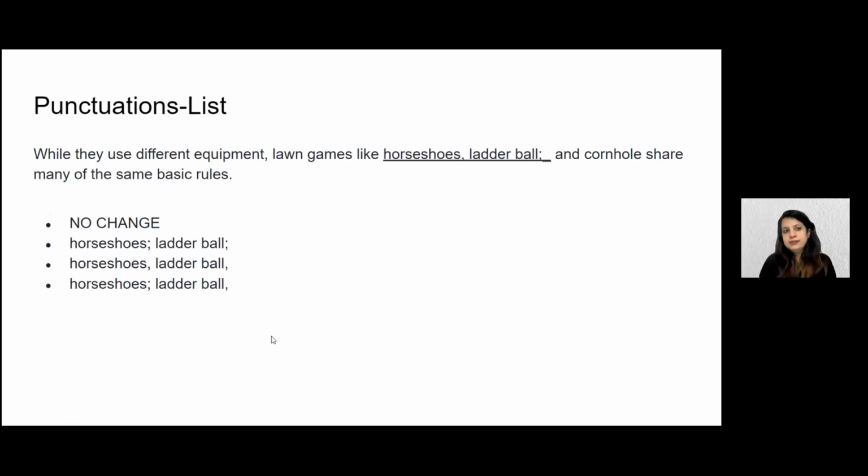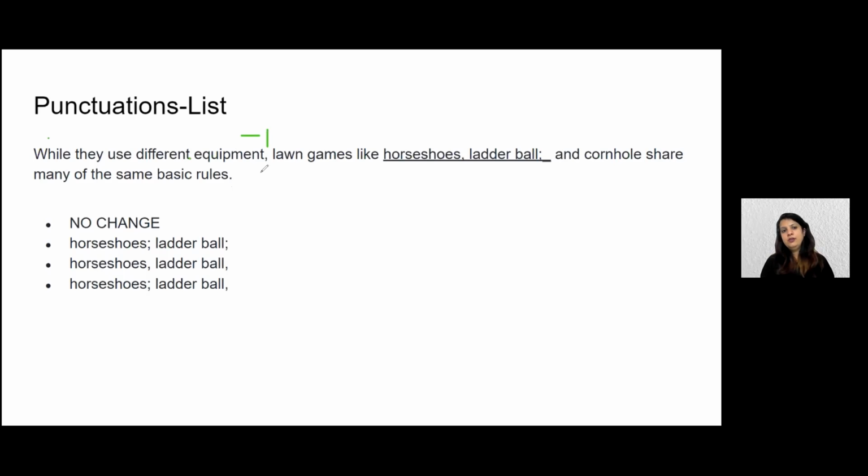So next is, this is exactly what we were talking about under punctuations I would be tested on. Let's see. I have a question here. I'll give you a while to answer this. Right? This is a list. And then we've done this. It says while they use different equipment. Now, why is this comma here? This comma is for a different purpose.